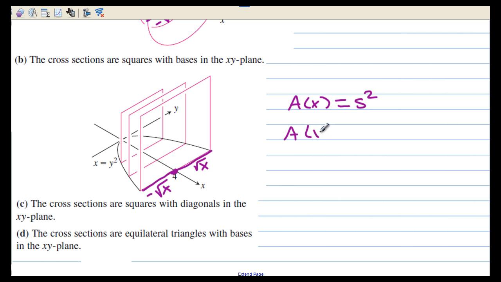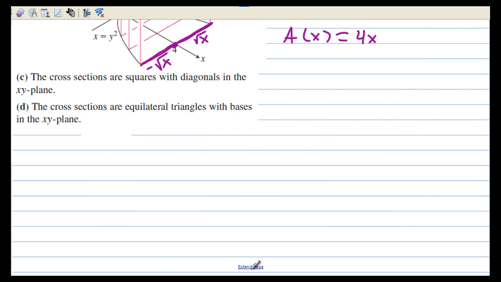We're going to consider both of them positive. So A of x equals 2 square root of x squared, because the base is 2 times the square root of x. So the area in x simplifies to 4x.